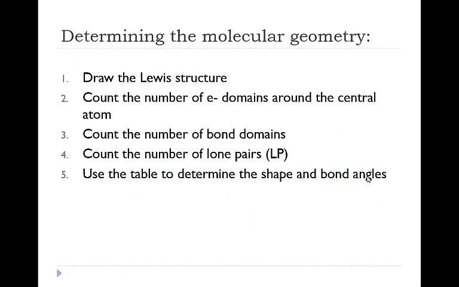So let's look at how we've determined the molecular geometry. First thing is we draw the Lewis structure. And so you still have to know how to make a proper Lewis structure. Then you count the number of electron domains around the central atom. You have to count the number of bond domains and the number of lone pairs. And then we use the table to determine the shape and the bond angles.